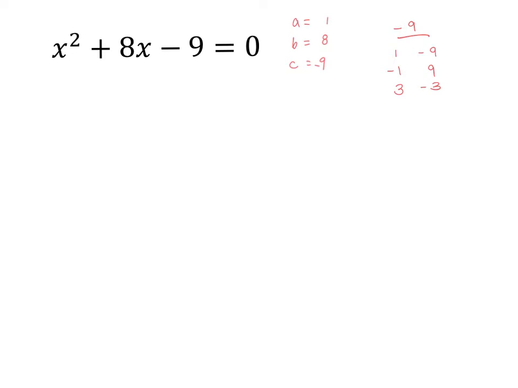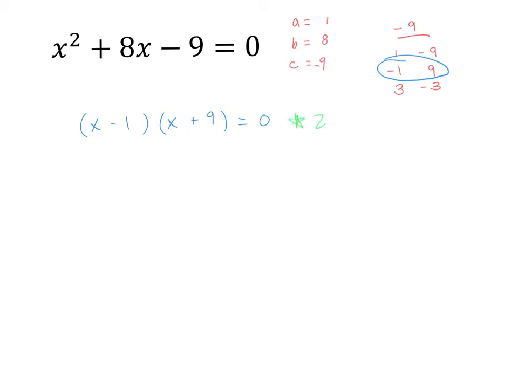Then what you're going to do is find which one of these adds up to give you a positive 8, and that is -1 and 9. A equals 1, so you could write 2 sets of parentheses. Make sure you keep that 0. Begin each parenthesis with an x, and then add in. So x minus 1, x plus 9.